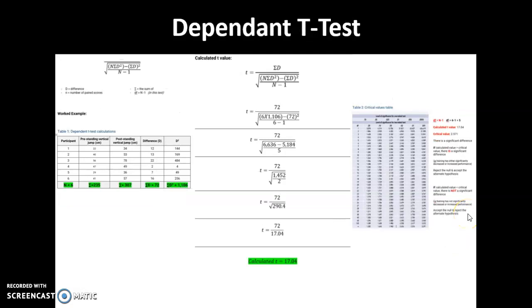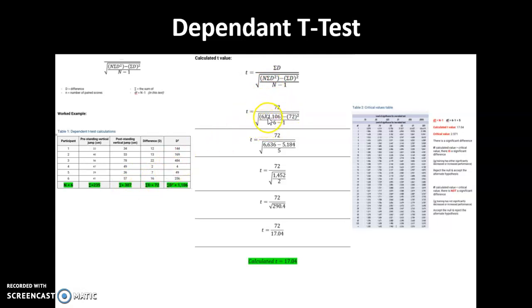Dependent t-test. The equation used for the dependent t-test is the sum of D over the root of n times the sum of d squared minus the sum of d, squared, over n minus 1. I've worked out how many participants I have over here, their total score for the freestanding vertical jump, their total score for the post, the difference, and then the difference squared. So the sum of D, the difference, is 72.